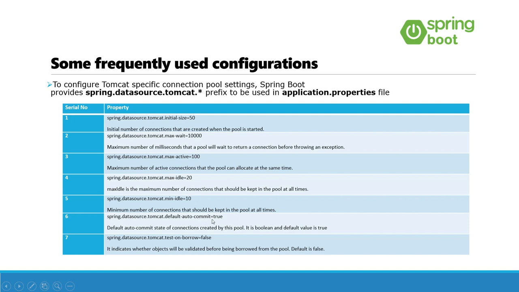And next is auto commit, the auto commit feature on the database side, which you can set here, either true or false. I think the default is true. Similarly, there are some other properties as well. So these are all the concepts related to the Tomcat connection pool.